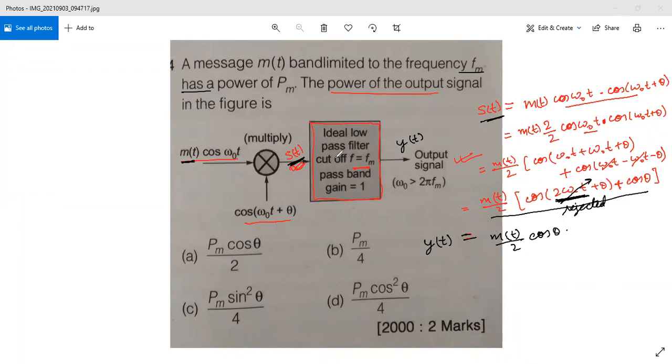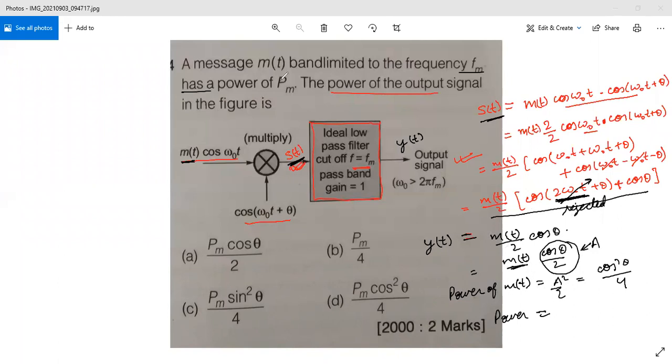Now we have to find the power of the output signal. In m(t) cos(theta)/2, we can calculate the power of m(t). The coefficient is taken as the amplitude or magnitude of this signal. For any signal with amplitude A, the power should be A squared by 2. So we have cos squared theta by 4 times the power of m(t), for the output signal m(t)/2 cos theta.